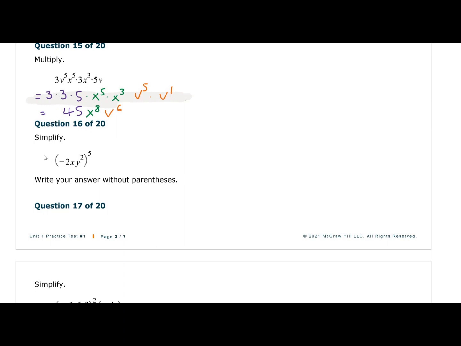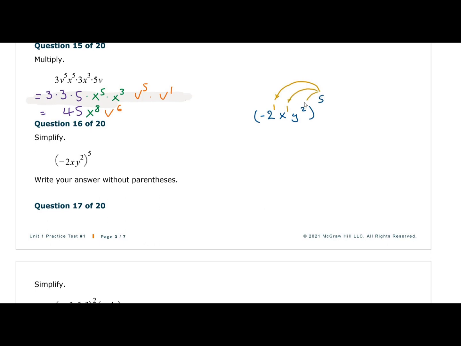Alright, number 16. We have negative 2xy squared, to the fifth power. I'm going to write this somewhere out here. Negative 2xy squared to the fifth power. Okay, so this is power of a power. This power outside the parentheses, we're going to distribute it. So 2 raised to the first power, x raised to the first power, and y squared. We're going to distribute 5 into the parentheses.